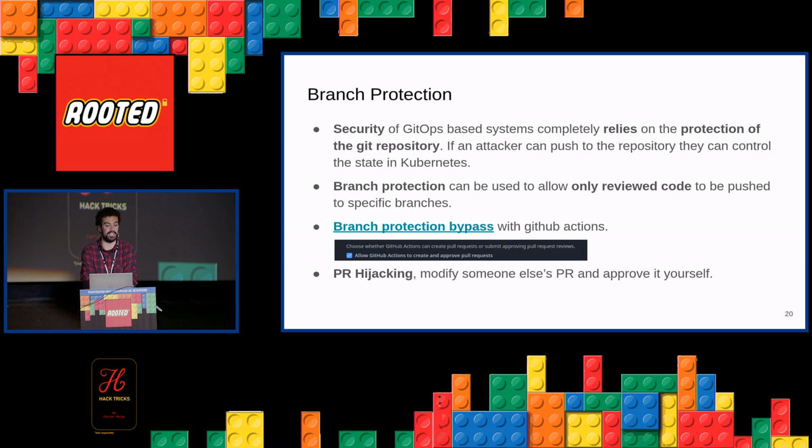GitHub has come with kind of a fix for this. They now have an organization-wide setting that, by default, is disabled in new organizations, but if you go back in time to old organizations, this protection is disabled. It allows you to tell that GitHub Actions cannot approve or create PRs. So if this checkbox is enabled, you're vulnerable, and you're able to bypass the pull request. We'll see this in the example. Then there's also PR hijacking, which is when you find someone else's PR, you modify their code, and then you review it yourself. Since you didn't open the PR, you have the permissions to review it.